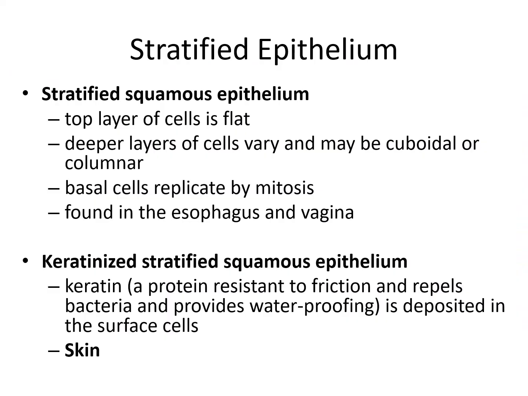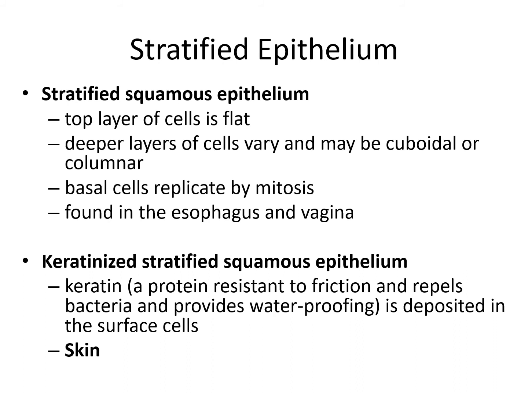Now let's talk about epithelia that are actually stratified. So we've got more than one layer of cells, and we're going to classify these epithelia by looking at the shape of the top layer, the apical layer. So with stratified squamous epithelium, the top layer will consist of squamous cells, so flat cells, but the deeper layers don't have to be squamous. In fact, they're usually cuboidal.